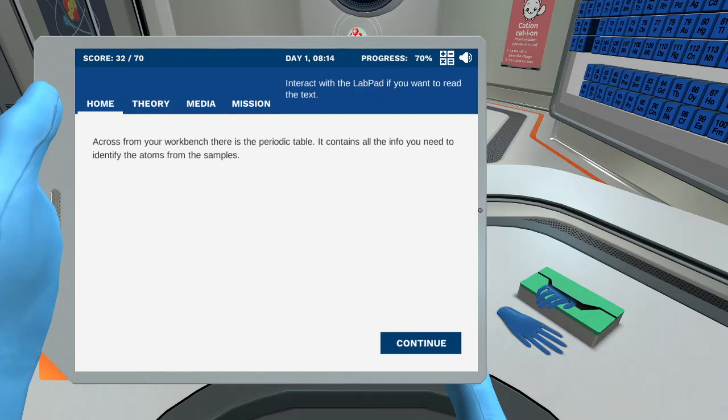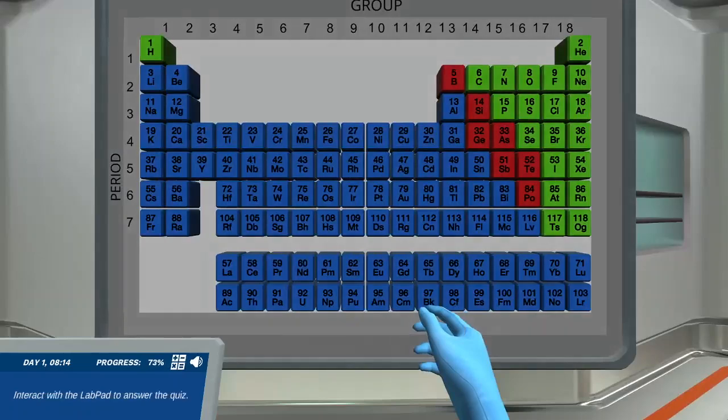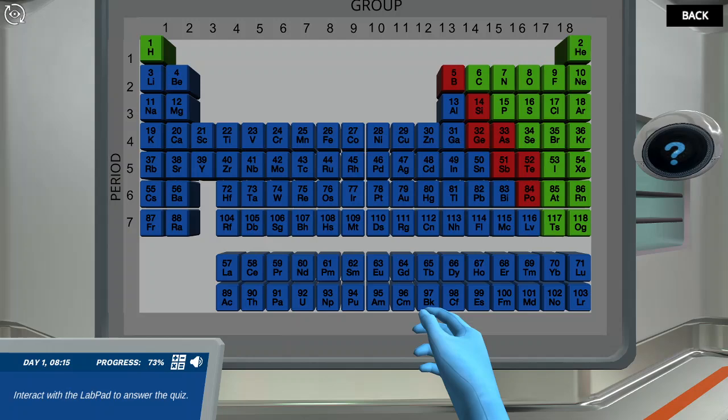Across from your workbench there is the periodic table. It contains all the info you need to identify the atoms from the samples. Move closer to the periodic table. I identified an element with atomic number equal to 6 in the samples you brought back. What element is it? You can find it in the periodic table.